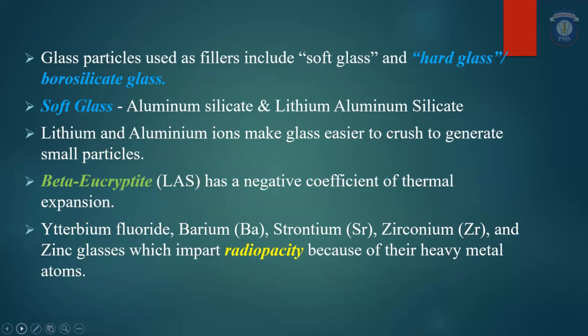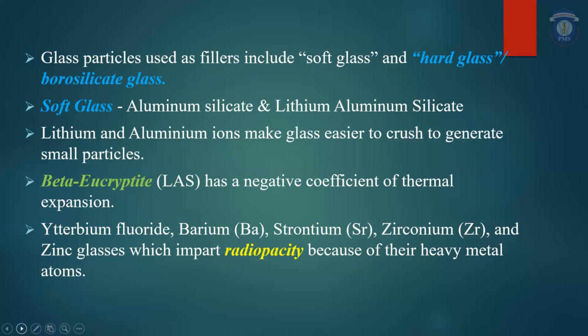Okay. Now the third filler particle that was introduced was the glass particles. There are mainly two types of glass particles given in your Phillips Science of Dental Materials: hard glass, or borosilicate glass, and also soft glass, which is based on aluminum silicate or lithium aluminum silicate. Now the addition of lithium as well as aluminum ions to the silica tetrahedra makes the glass easier to crush and generate small particles. Okay, that's soft glass. Lithium aluminum silicate, another synonym is beta eucryptite. Okay, that has a negative coefficient of thermal expansion. Okay, that will be asked from your viva point of view also.